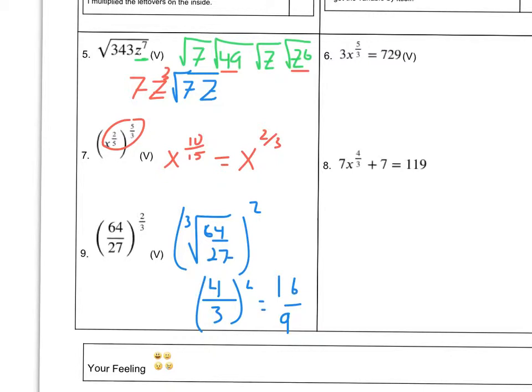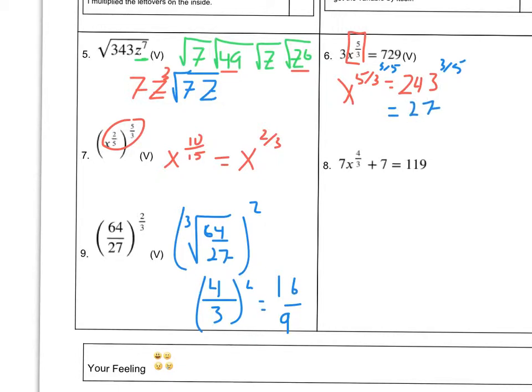For number 6, we've got to get the weird thing by itself. You can divide both sides by 3, and we get x to the 5 over 3 is equal to 243. And then once we do that, one option would be to raise both sides to a 3/5 power. And when you do that, you're going to use your calculator and get a value of 27.